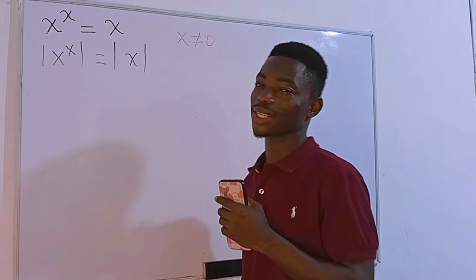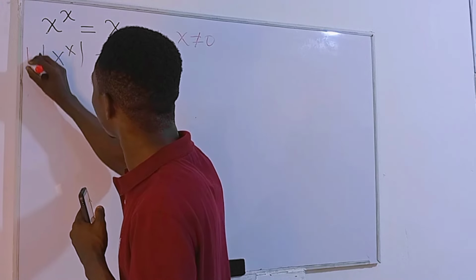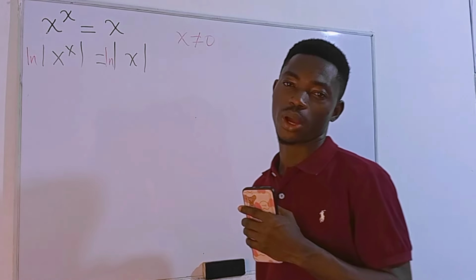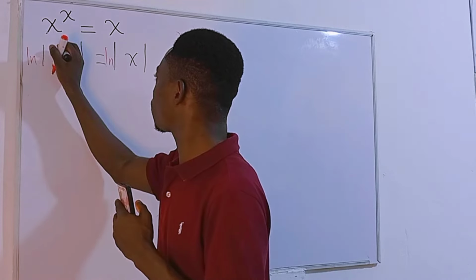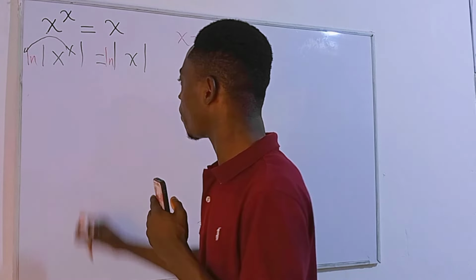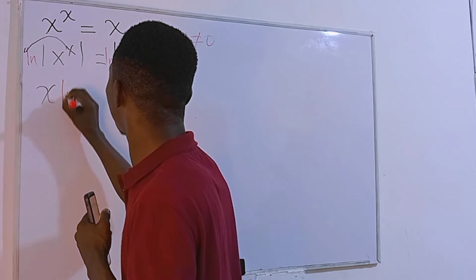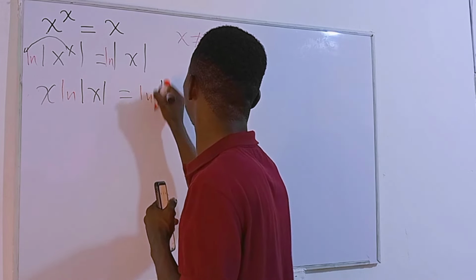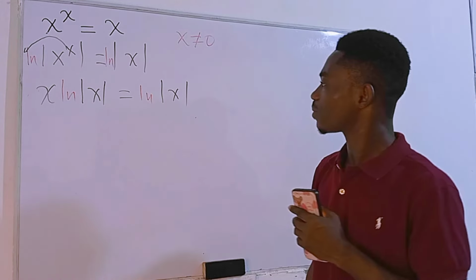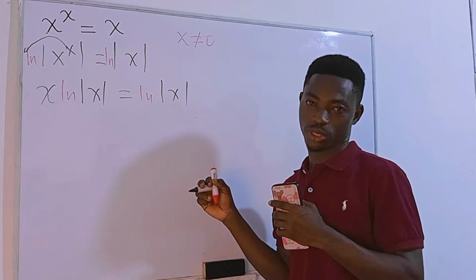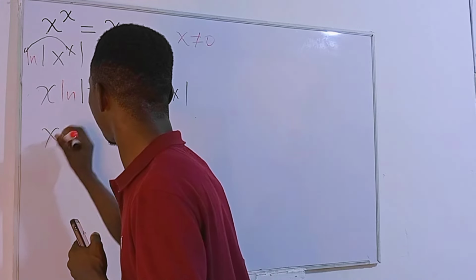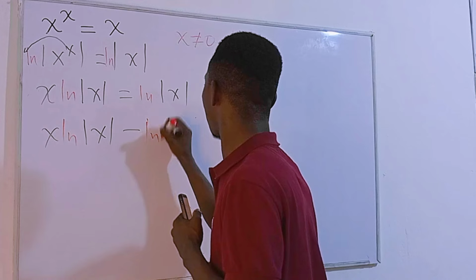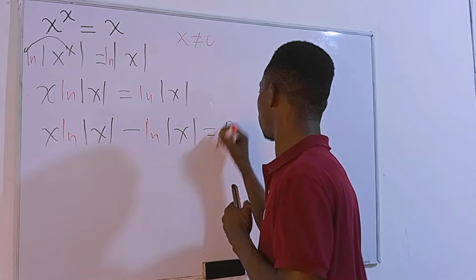And now that we have this, what I'll do is that I'll drop this power down by introducing ln on each side of the equation. It can be log as well. Cool. So I'll just move this power straight to the front right here so that we are going to have x ln of absolute of x, and this is equal to ln of absolute of x. Now check this out. I'm going to equate everything to 0. So I will just maintain this right here, then minus this right here, and this is equal to 0.